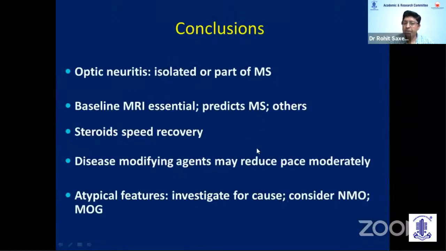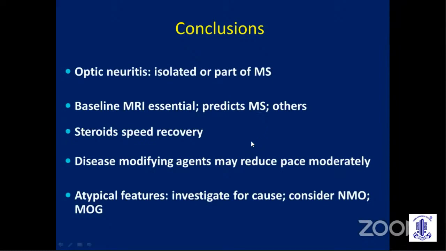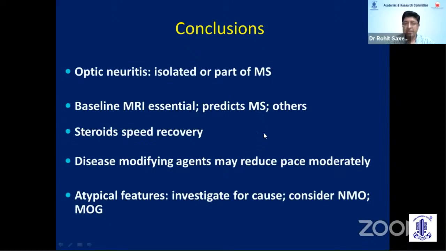So in conclusion, optic neuritis may be isolated or part of multiple sclerosis. Baseline MRI is essential and helps to predict MS. Steroids speed recovery, and disease-modifying agents may reduce the pace moderately and may prevent transfer to multiple sclerosis. And the moment you have atypical features, investigate for different causes, consider NMO and more.